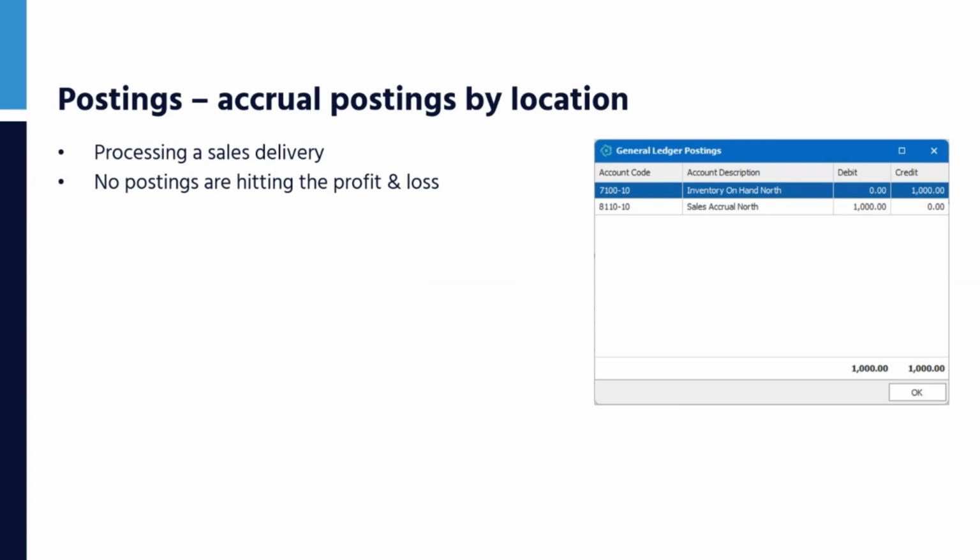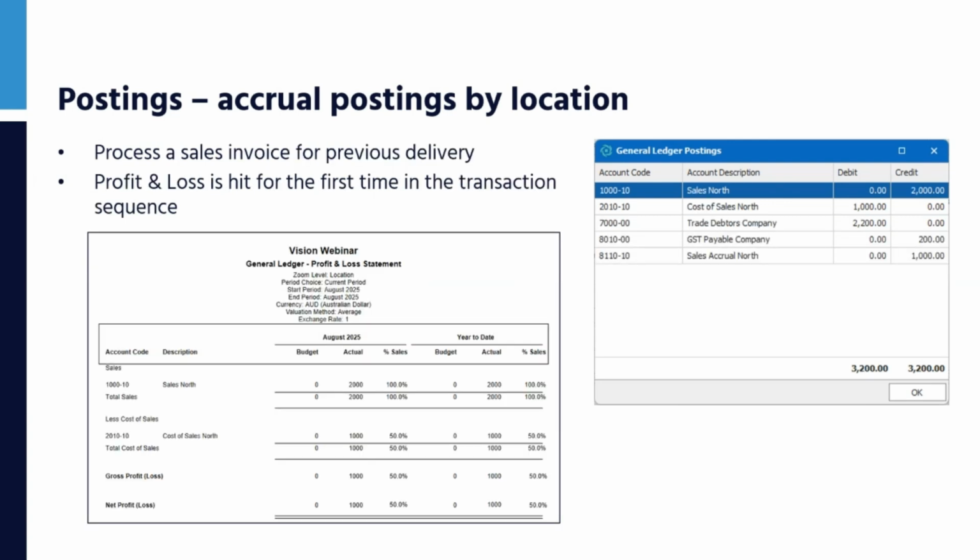And if I process a sales delivery, and again, this is accrual postings, I'm posting by location, I'll have a couple of postings there, but they're both, again, balance sheets. So I've got my inventory on hand and my sales accrual. That's essentially my goods delivered, not invoiced account. So I'm getting postings there. And again, nothing's happening at the profit and loss using the accrual method.